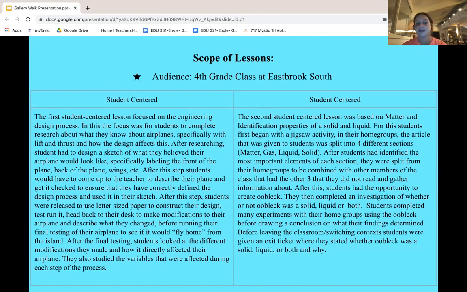And it was also cool because we were able to do some cross curricular with it and bring in some math along with that science and looking at the variables and the table that they were creating.